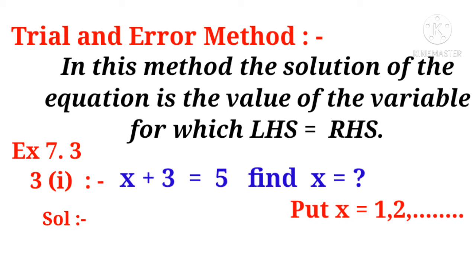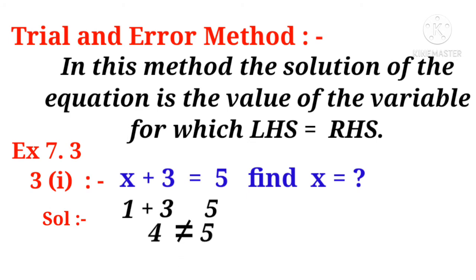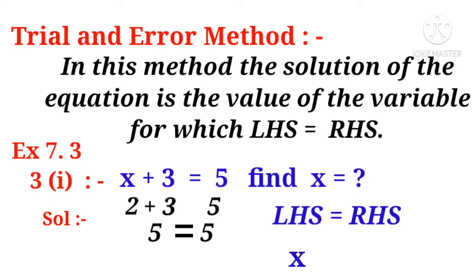Let us take, put x is equal to 1. Then 1 plus 3, right side 5, left side 1 plus 3 is 4, right side 5. 4 is not equal to 5, that is LHS is not equal to RHS, means x is equal to 1 is not the solution. Now put x is equal to 2, that is 2 plus 3, left side, right side 5, that is 2 plus 3 is 5. 5, 5. So both are equal. That is LHS is equal to RHS. So the solution of the equation x is equal to 2.